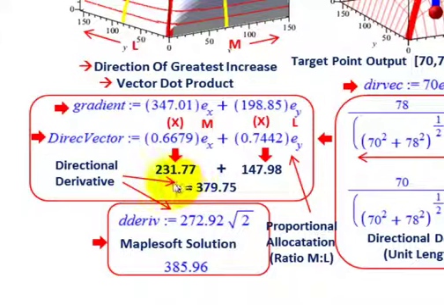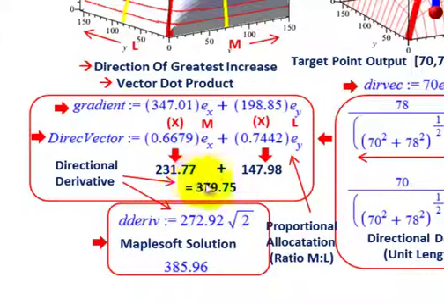and this is where you get the directional derivative. This is what we were trying to get down to, and that's 379.75. So that's really the slope of the plane, based on our targeted point for our material input and our labor input. This is the rate at which we're increasing our output.